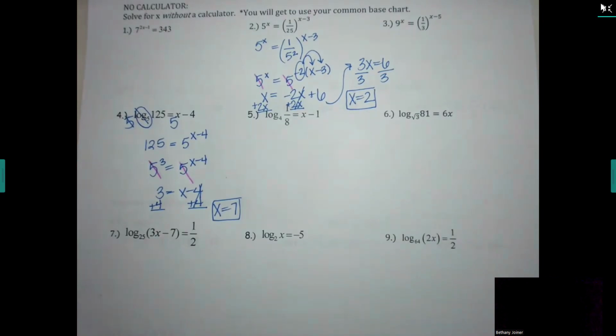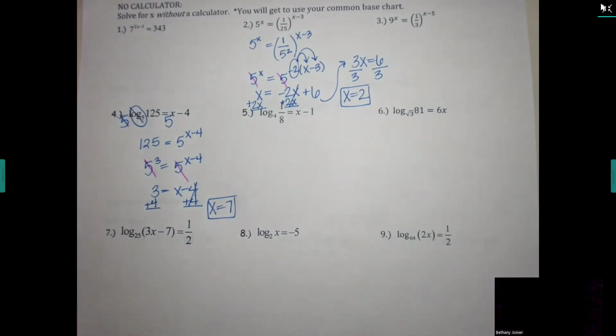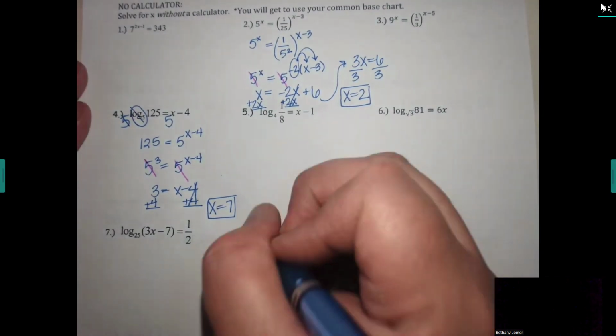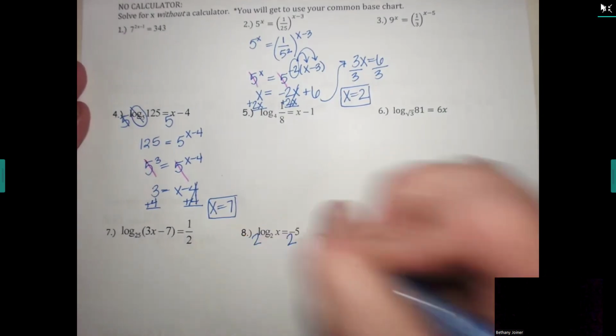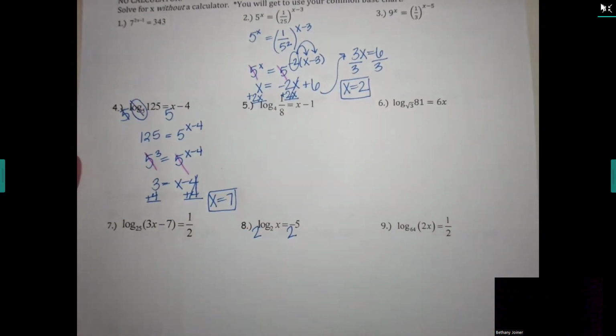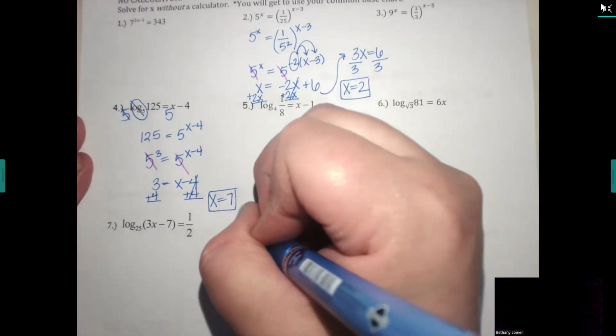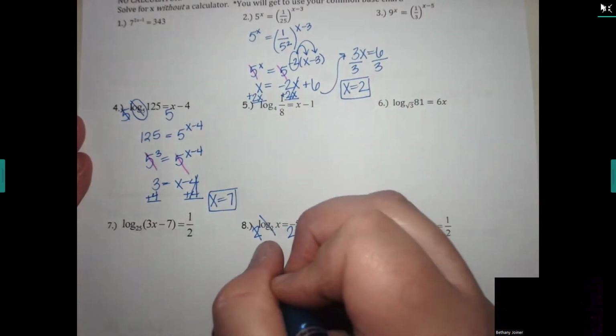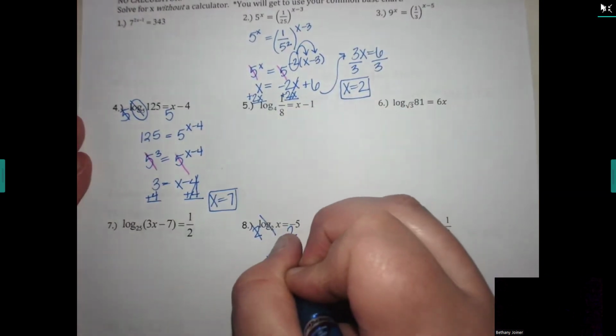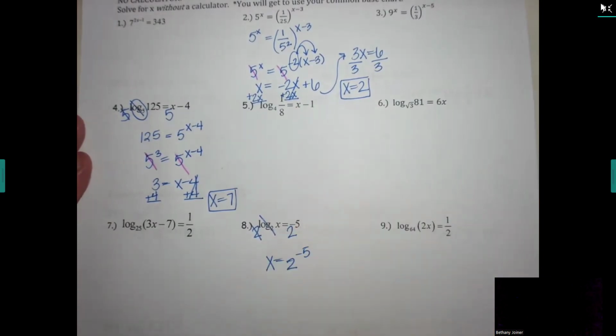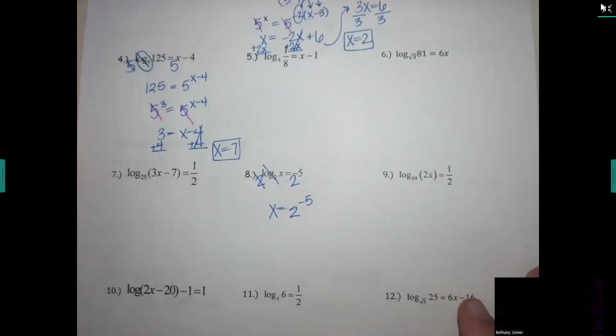All right, let's go down to number 8, please. How do I get rid of a log little 2? I put a big 2, very good. So my log little 2 on my big 2 are gonna cross out. And I have x equals 2 to the negative 5. Okay, in your chart, what number is 2 to the 5?